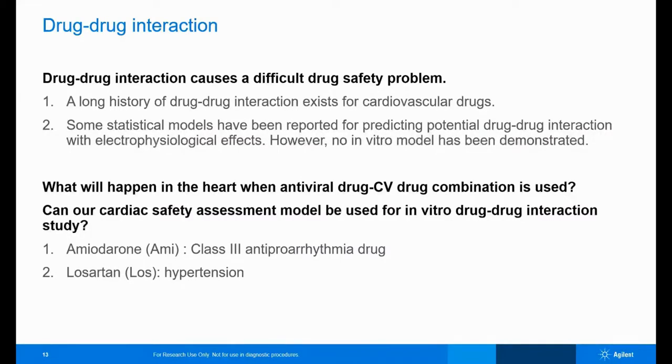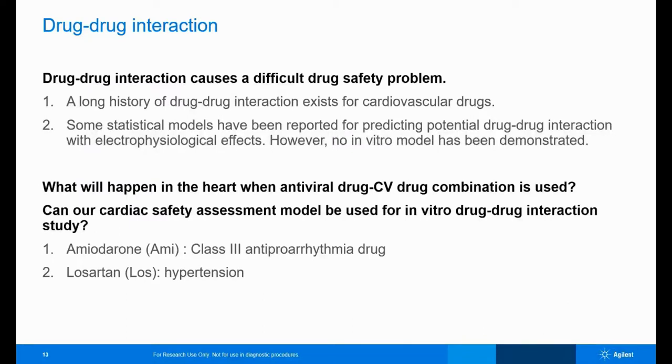So when you look at the people around us, you may notice that more and more individuals these days are taking multiple medications, which increases the possibility of drug-drug interaction. Drug-drug interactions pose a difficult drug safety problem. Especially for cardiovascular drugs, there is a long history of drug-drug interaction. Some statistical models have been reported for predicting potential drug-drug interaction with electrophysiological effects. However, no in vitro model has been demonstrated.